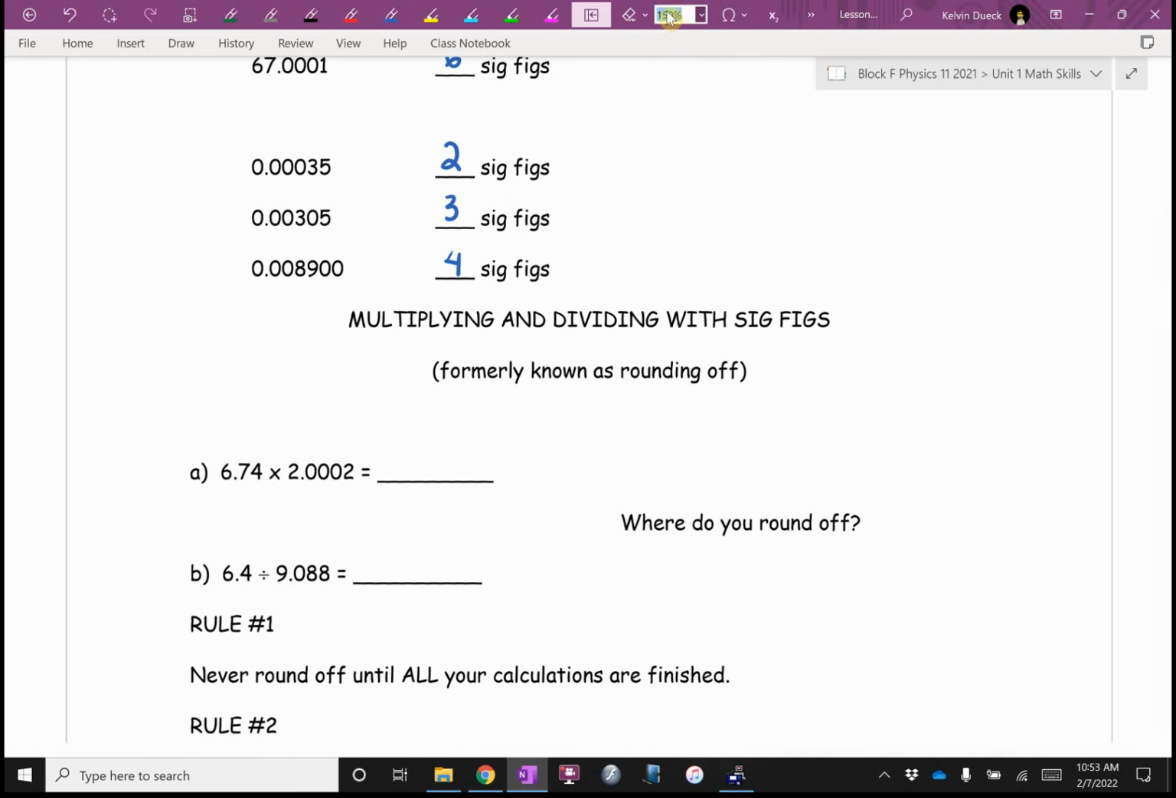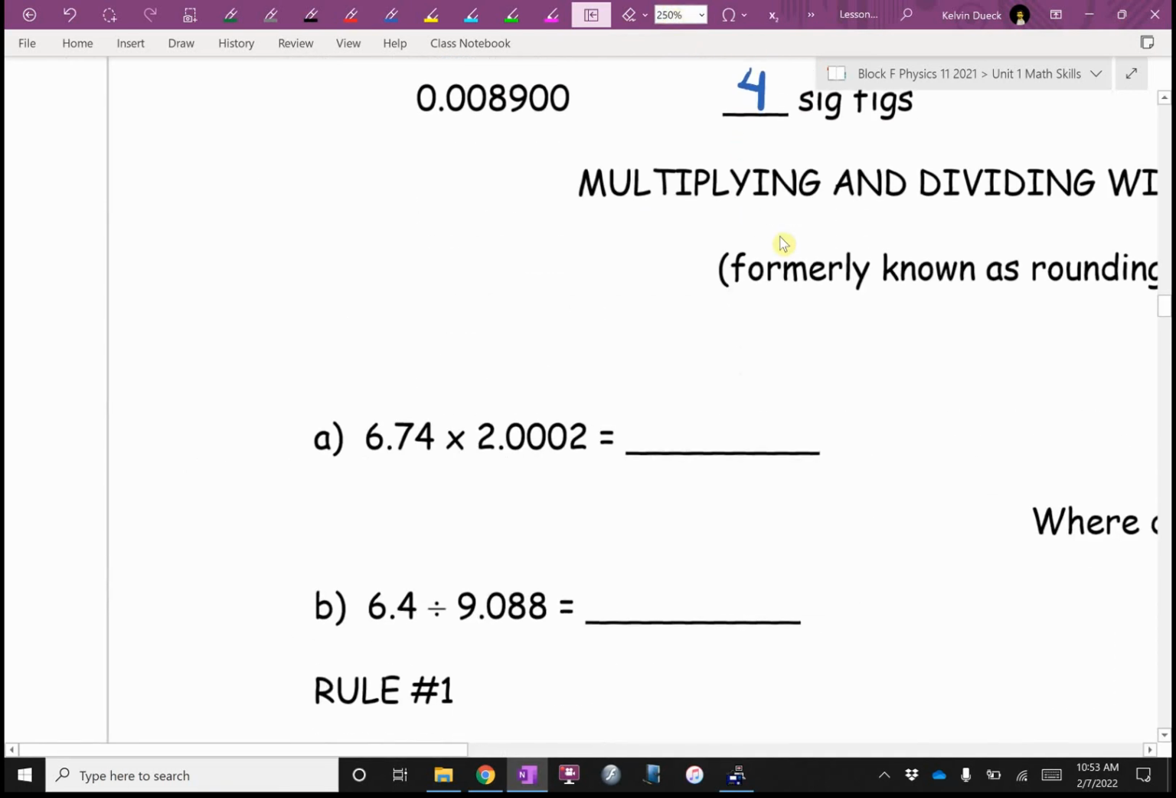So here's the rule. This 6.74, how many sig figs? 3. Above it, right, a little tiny 3.